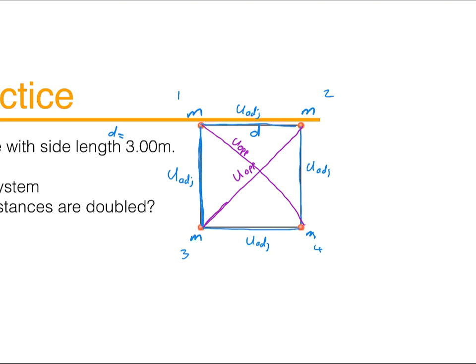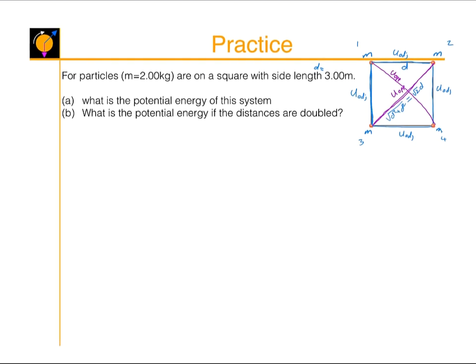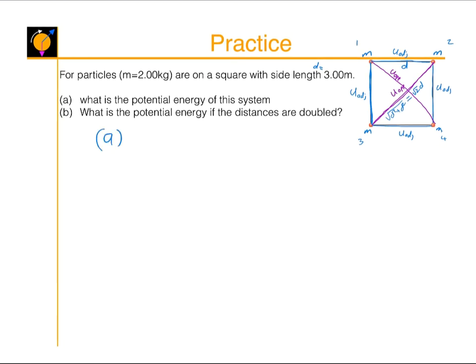We're going to need to know how far apart these are. If the distance on the side, for example from 1 to 2, is d, then this distance here is the square root of d squared plus d squared, so the distance between opposite corners is square root of 2 times d. So the total potential energy is four times the potential energy of adjacent ones, plus two times the potential energy of the opposite ones, the kitty corner ones.